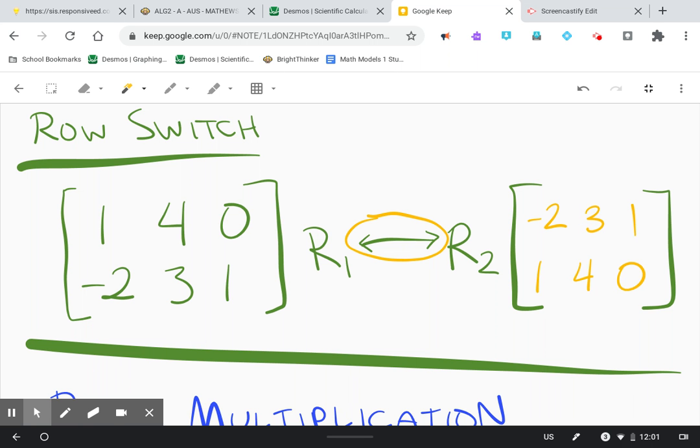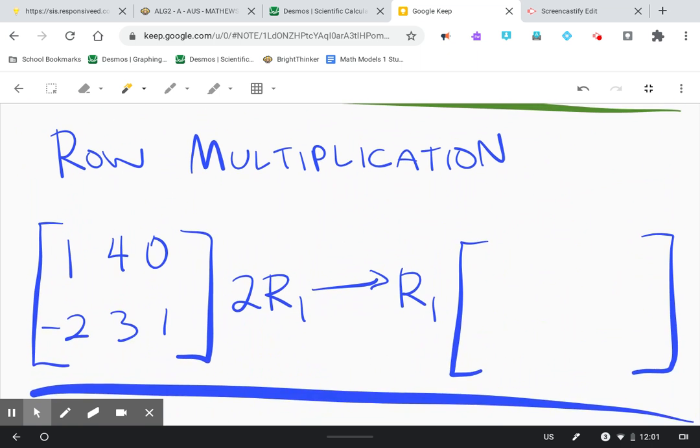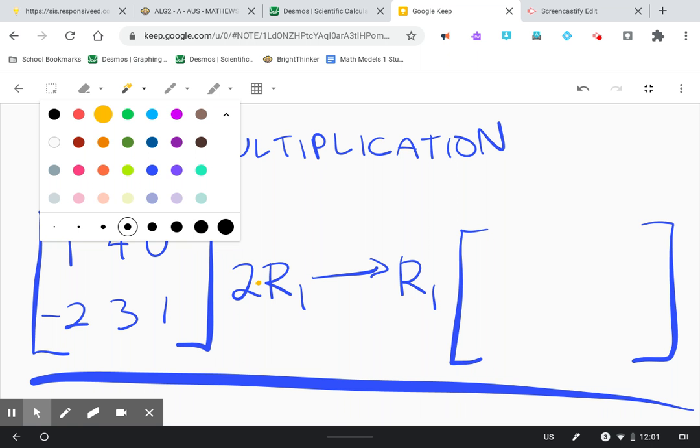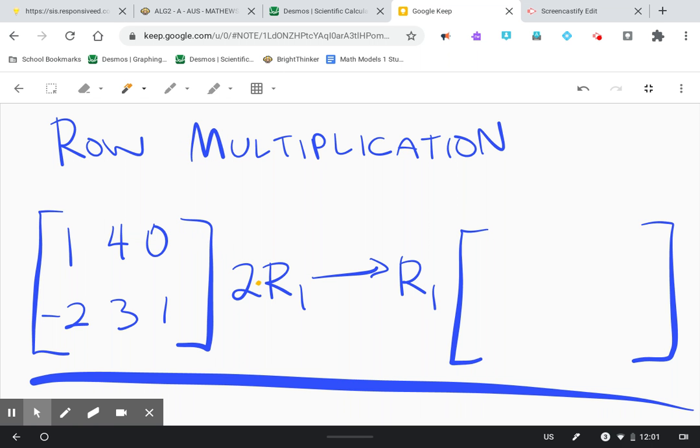That one's pretty straightforward. So let's move on to the next one, row multiplication. Row multiplication will look like this. You will have a number multiplied by a row, and you will have it going back where that row was. So this is going to be 2 times row 1, and then write it in row 1. What that tells me right away is that row 2 is not going to be altered at all. So I can just move that over right away, but row 1 is going to be multiplied times 2.